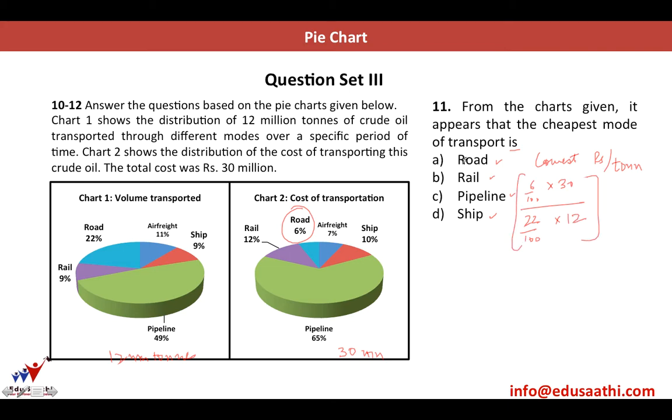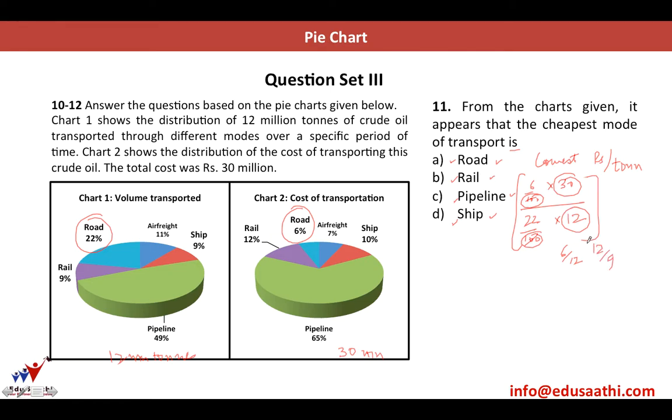Similarly, I will do this for all these 4 modes: road, rail, pipeline and ship. Now if you notice, this 30 and this 12 will remain common for all these 4 modes of transportation. Similarly, this 100 and 100 here will also cancel out. So basically, to ease my calculations, I can just divide this percentage here for road by this percentage here for road, which is the volume transported. So for road, the answer would be 6 by 12. Similarly, for rail, the answer would be 12 divided by 9.